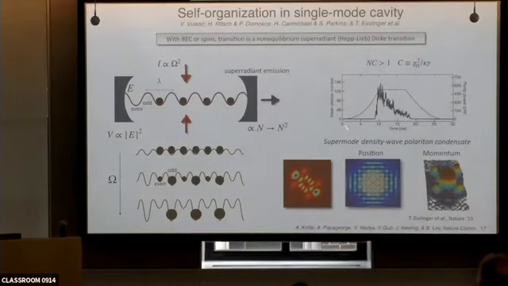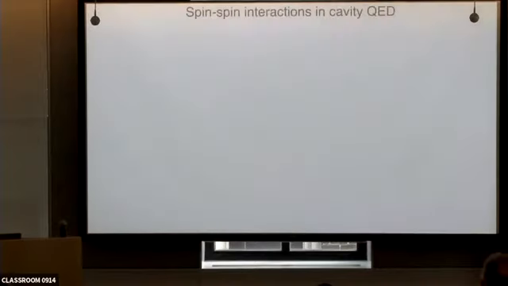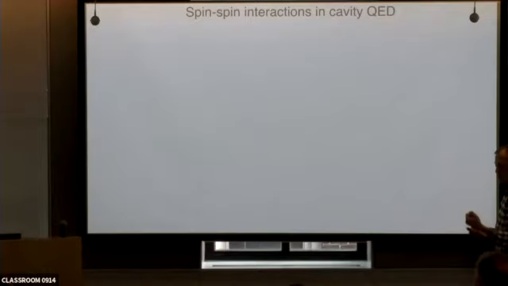So that's called a supermode. Basically, the atoms are mixing a bunch of the modes together through their dispersive interaction, and then you condense into that density wave pattern. But that's basically what arises from this type of phase transition. So what about spins? What if you replace the density excitations with spin excitations?